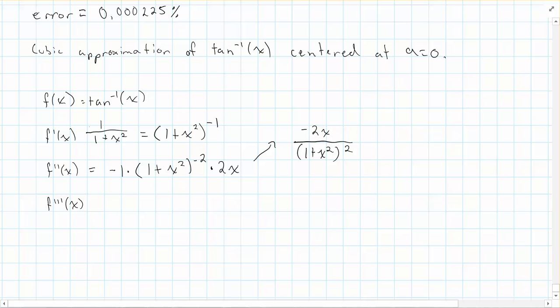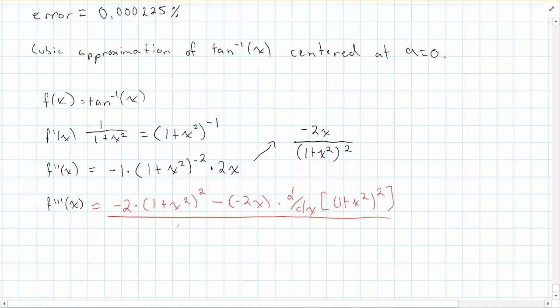Now we have to do the third derivative, which this one's not fun. You can do it either product rule or quotient rule. I'm going to go ahead and just do quotient rule here. So I'm going to just write this in red here. So we have negative 2 times my bottom, minus the top, which is negative 2x, times the derivative of the bottom, which is kind of a mess, all over the bottom squared.